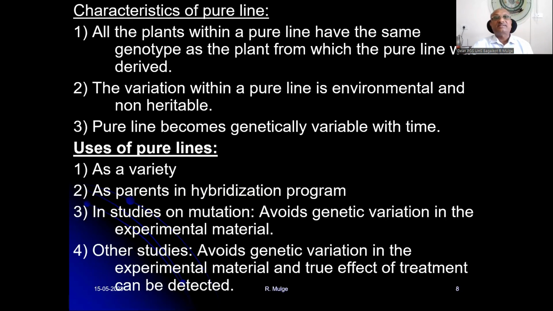Characteristics of a pure line. Now, some more things to throw light on. All the plants within a pure line have the same genotype as the plant from which the pure line was derived, and the variation within the pure line is environmental and not heritable. The pure line becomes genetically variable with time because of mechanical mixture, natural hybridization, mutations, or chromosomal aberrations. So these are the characteristics of a pure line.